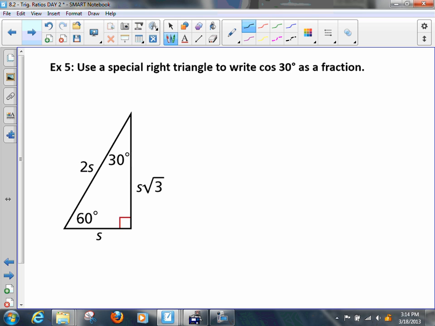He really is. All right, use a special right triangle to write cosine of 30 degrees as a fraction. Say what? Use a special right triangle to write cosine of 30 degrees as a fraction.